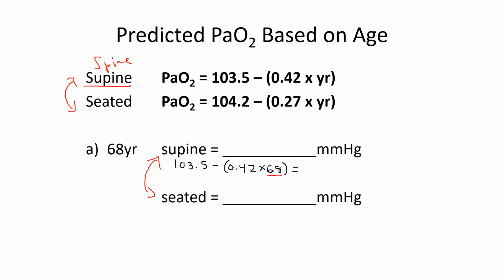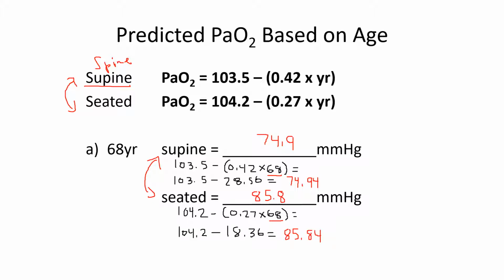And then for seated, 104 minus 0.27 times the age. So supine, about 75 millimeters of mercury. And then in the seated position, a lot better, right? About 86 millimeters of mercury.